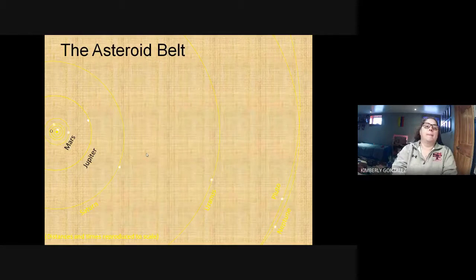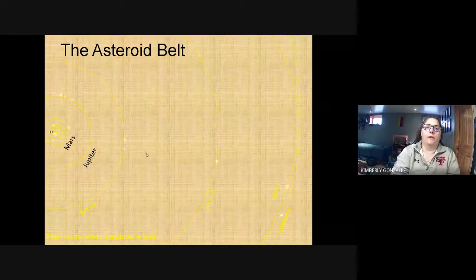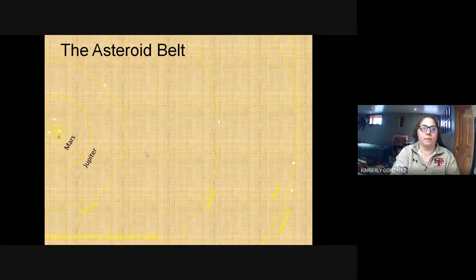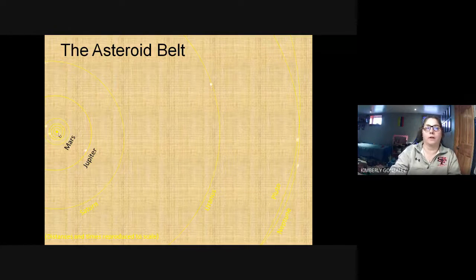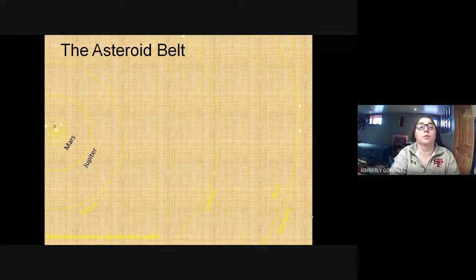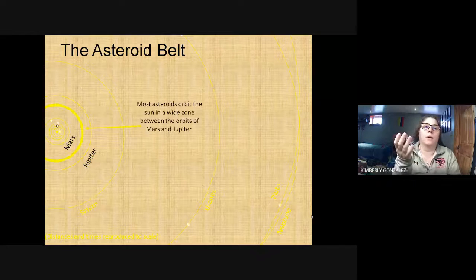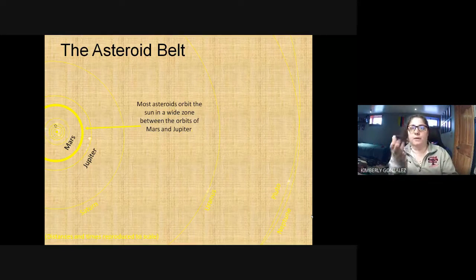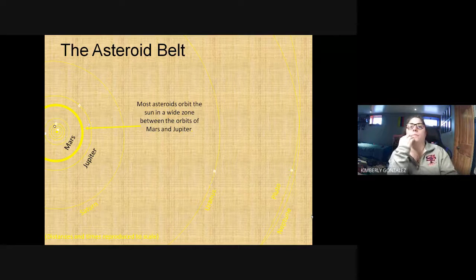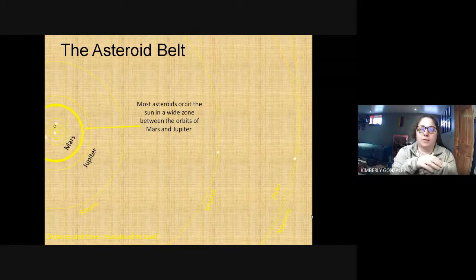Now, here we have the picture that you've seen several times before, of all the planets moving in their orbits. You see Mercury over here flying around the sun, and then Pluto and Neptune are super far away and moving super slow. So the asteroid belt is between Mars and Jupiter. We've talked about this before, okay? Most of the asteroids that we know of are in between Mars and Jupiter.